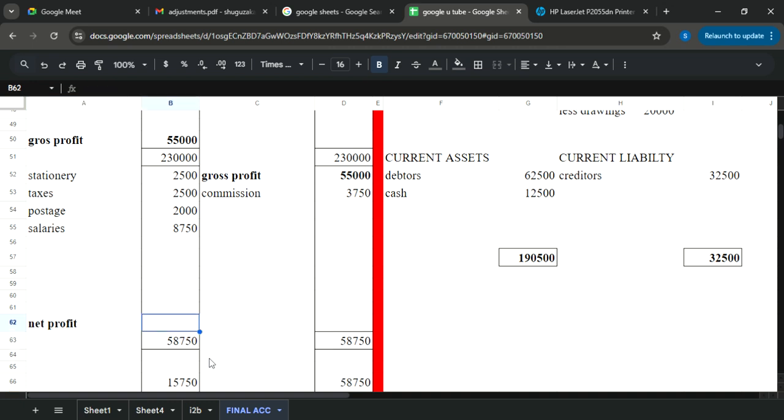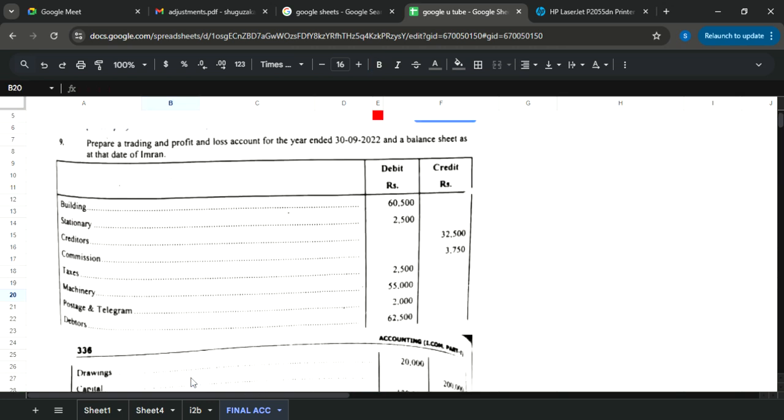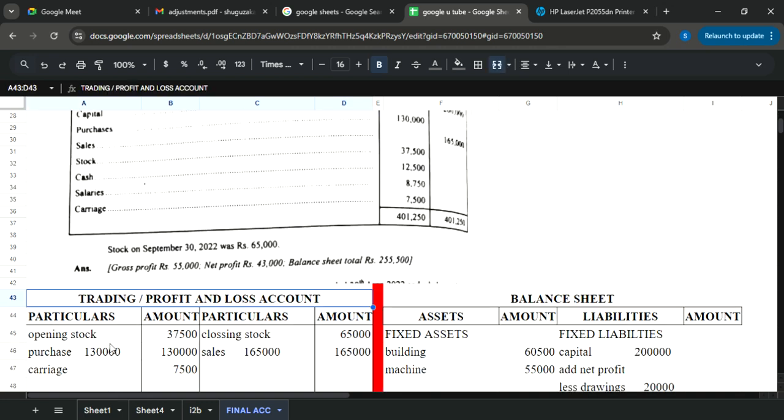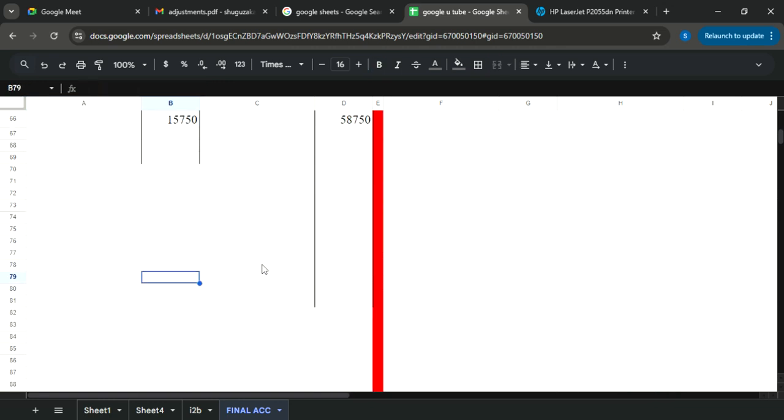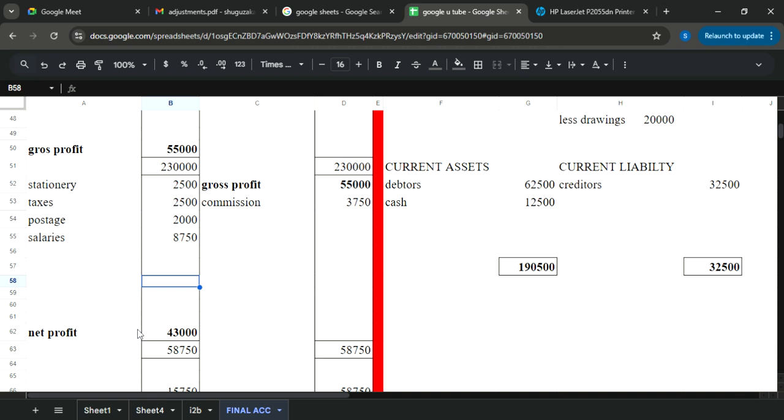How would you calculate this balance? By subtracting the smaller from the larger sum. Larger sum 58, smaller sum 15. So we have got our balance. The next answer is net profit 43,000, and we have calculated 43,000 as net profit. So guys, in this way two answers are calculated, gross profit and net profit.